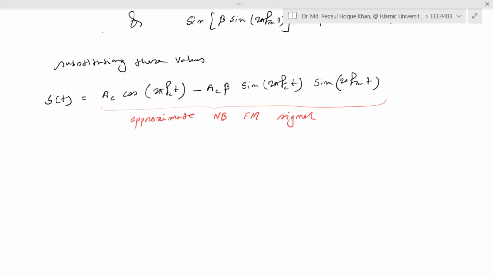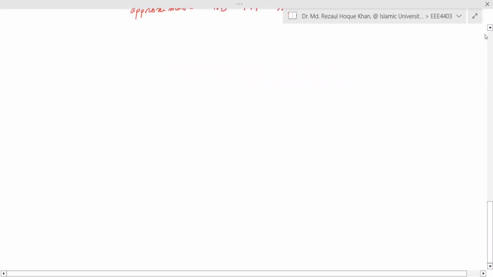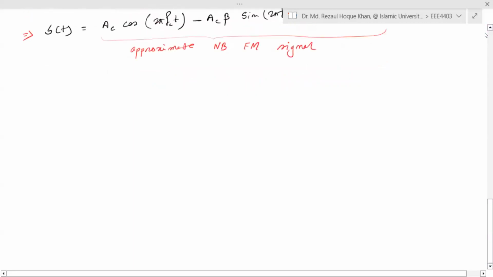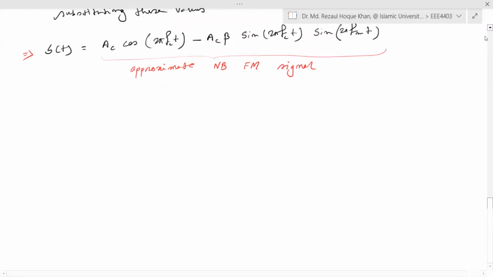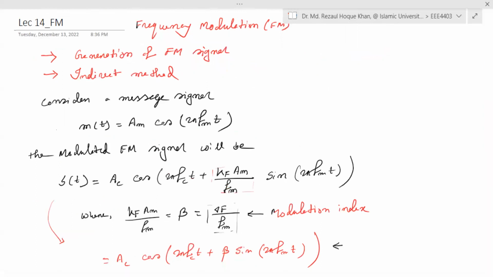If this is the case, let us draw the schematic diagram based on this received signal. How can we generate this signal? To do this generation, for example, we have our message signal. What is our message signal? m(t) is Am cos 2 pi fm t, right? So how will we end up generating signal s(t) starting from this message signal?